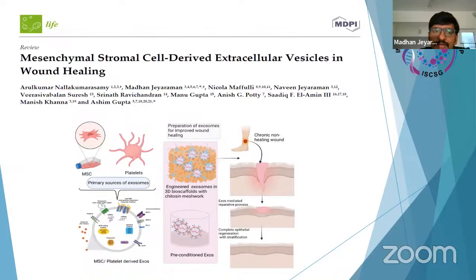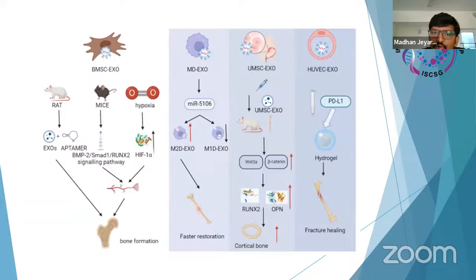Then we explored the uses of MSC-derived extracellular vesicles in wound healing. We preloaded bioscaffolds with chitosan or chondroitin meshwork. It helps in faster healing than the normal cell surface. And in one more paper on fracture healing, they included umbilical cord MSC-derived exosomes in a hydrogel, which healed the fracture. Faster restoration is anticipated here. Hence, exosomes are an acellular product. These are called cell-free nanoparticles, which help in targeted delivery.